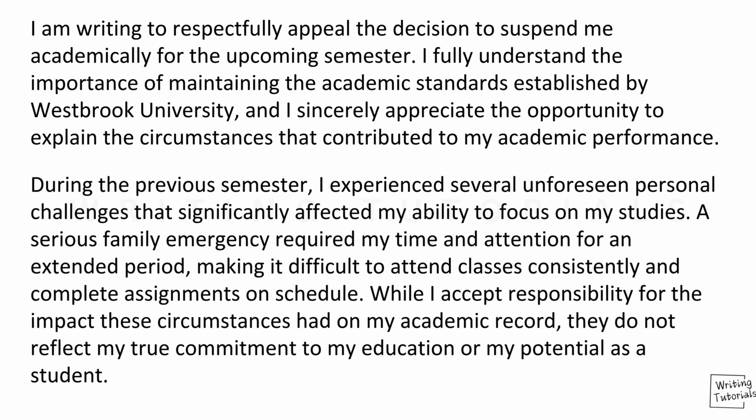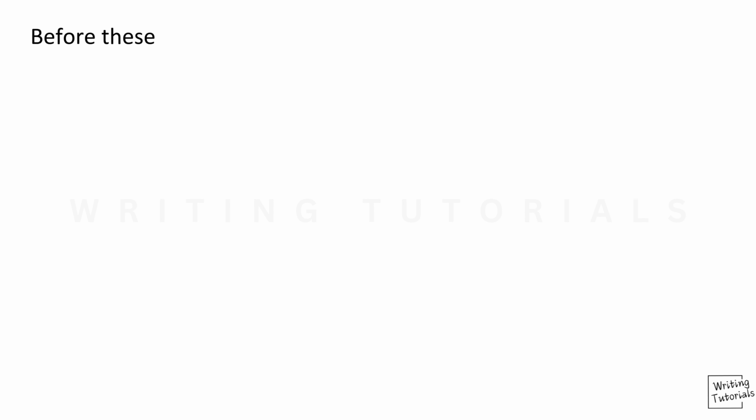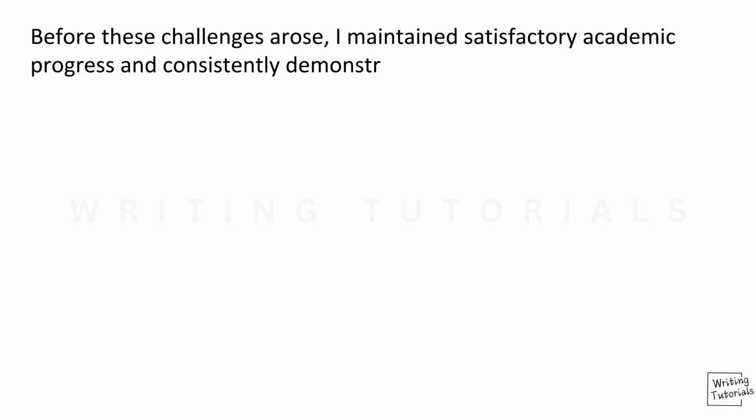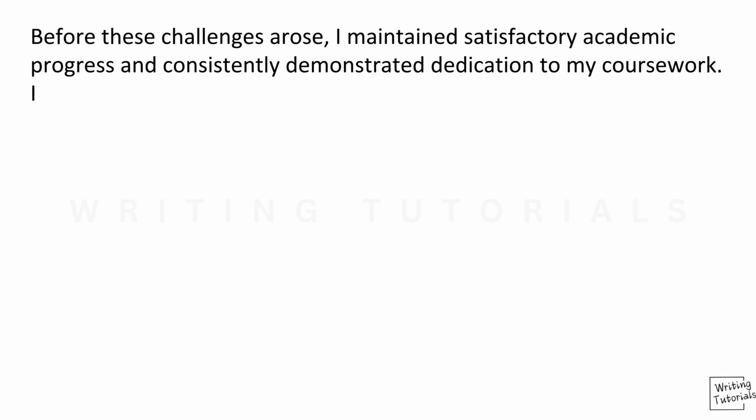This paragraph is effective because it explains the situation while also accepting responsibility. Admissions and appeals committees generally appreciate honesty, accountability, and maturity. Now let's continue with the third paragraph. After explaining the circumstances, it's important to remind the committee of your academic history and long-term commitment to your education. This helps demonstrate that the poor performance was an exception rather than your normal standard.